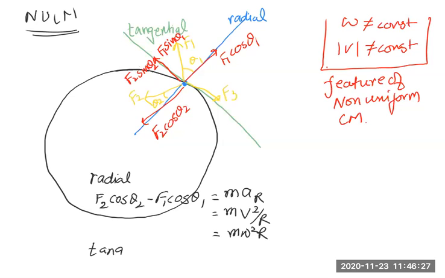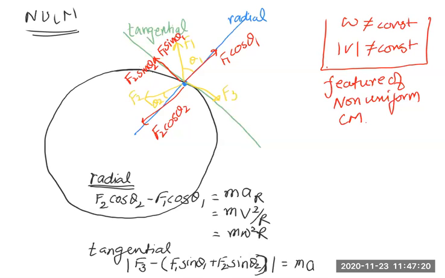And then along the tangential axis, you will say F3 minus F1 sine theta 1 plus F2 sine theta 2. Right now when I talk about the radial axis, there is no ambiguity. The force towards the center minus the force away from the center is equal to m into radial acceleration, always. But when I talk about tangential acceleration and we have two forces in the tangential direction, we must know which force is bigger. So I'll put a mod here, and this is equal to mass into tangential acceleration. Until now this was zero, but now tangential acceleration has come in.